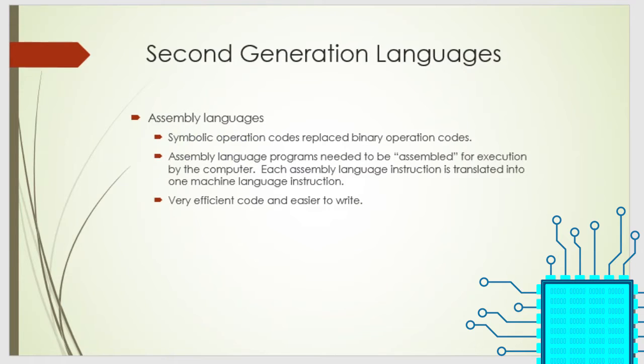Second generation languages, also called assembly languages, use symbolic operation codes instead of binary operation codes. Assembly language programs need to be assembled or translated for execution by the computer. Each assembly language instruction is translated into one machine language instruction. Very efficient coding and easier to write.